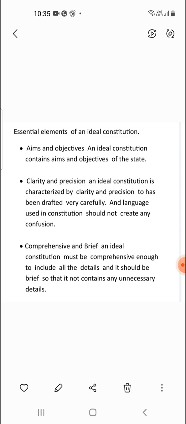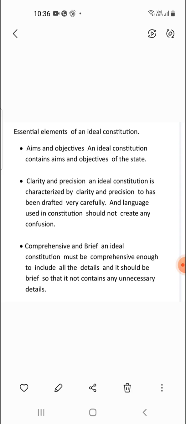Now, form of the government. Next point. The constitution also prescribes the form of the government, like what kind of government the country has. The constitution also gives the picture. For example, India has a parliamentary form of government and the USA has a presidential government.